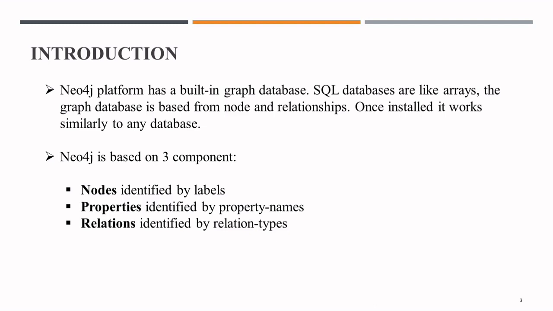Neo4j platform has a built-in graph database, unlike SQL databases which use tables. The graph database is based on nodes and relationships. Once installed, it works similarly to any other database. Neo4j is based on three components: node, properties, and relationship. Node is identified by labels, property is identified by property names, and relationship is identified by relation types.